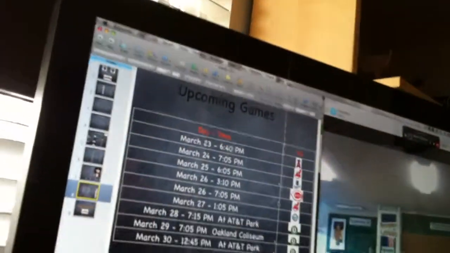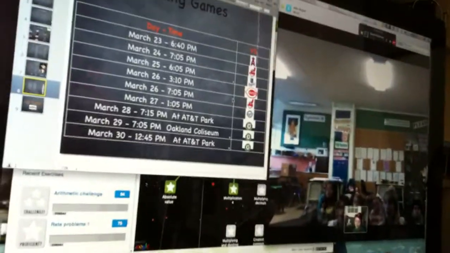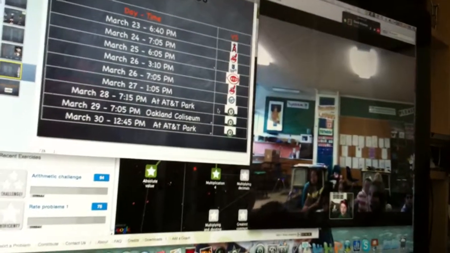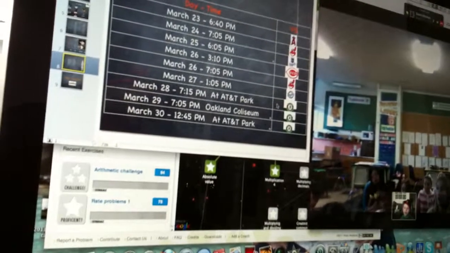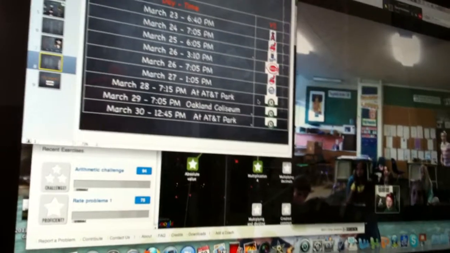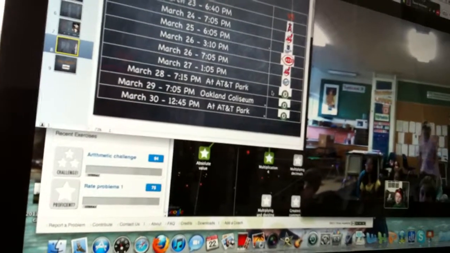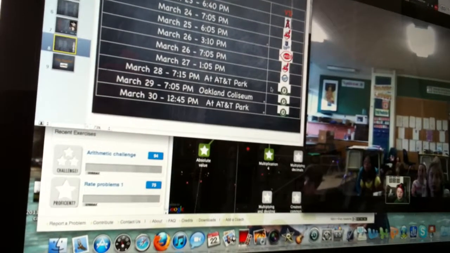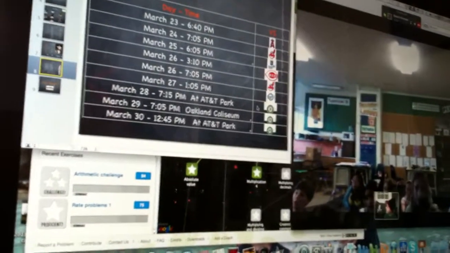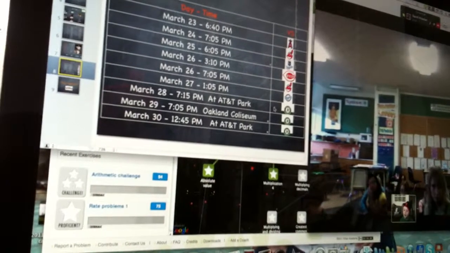Upcoming games. Next slide. And these are the upcoming games for next week, and the bottom 3, they are all exhibition games, which means that they're not regular season games or spring training games, but they're sort of practice games, I guess.